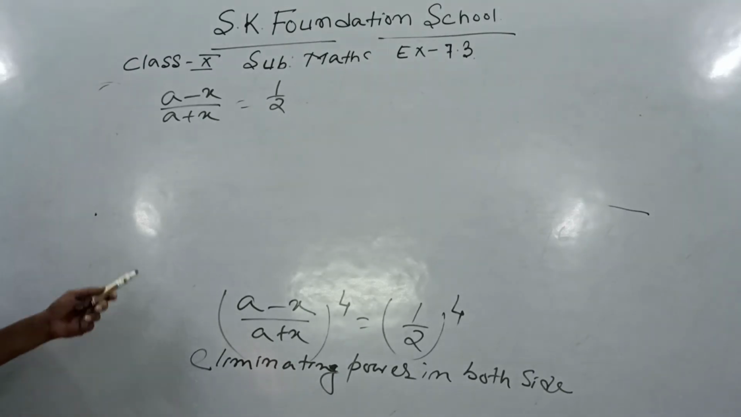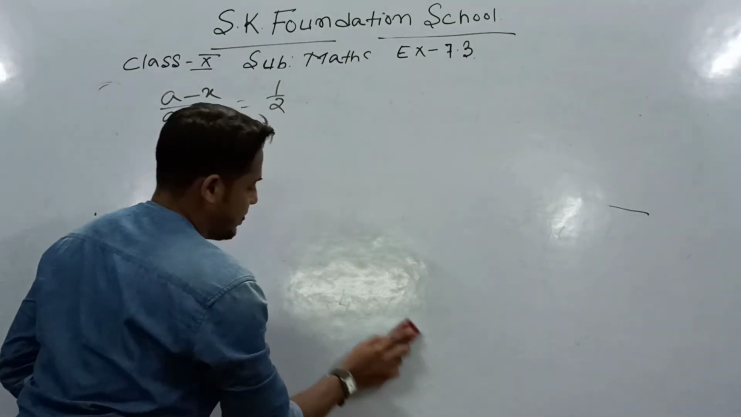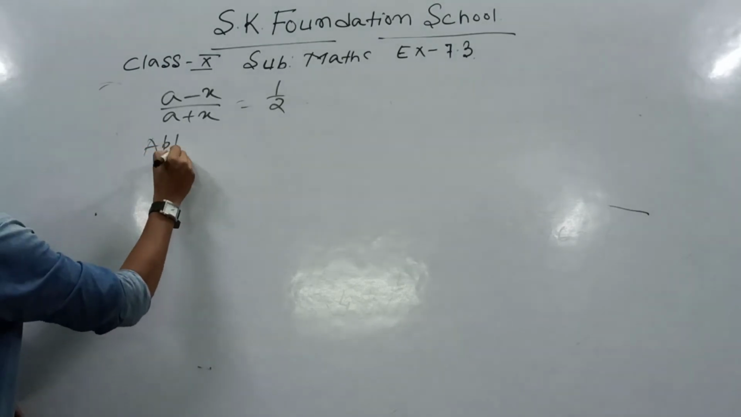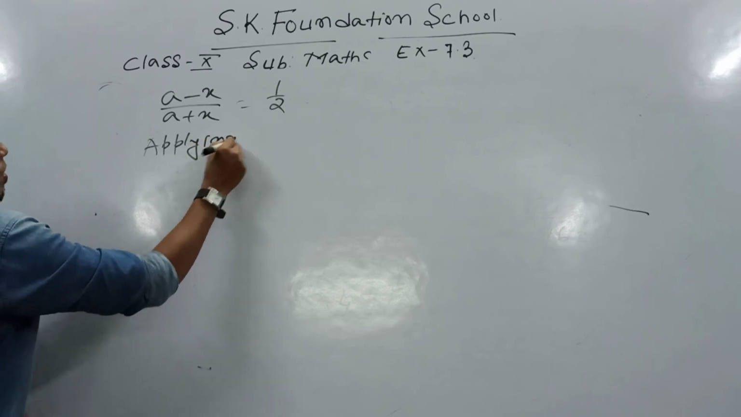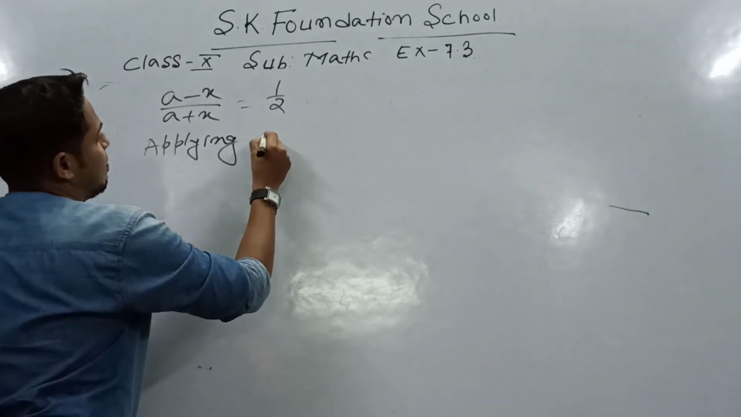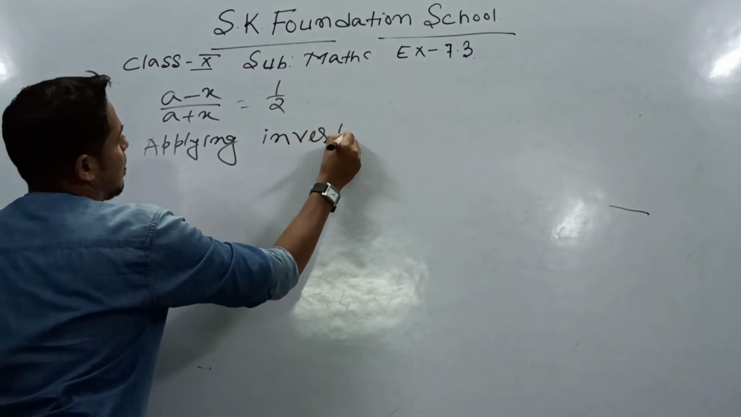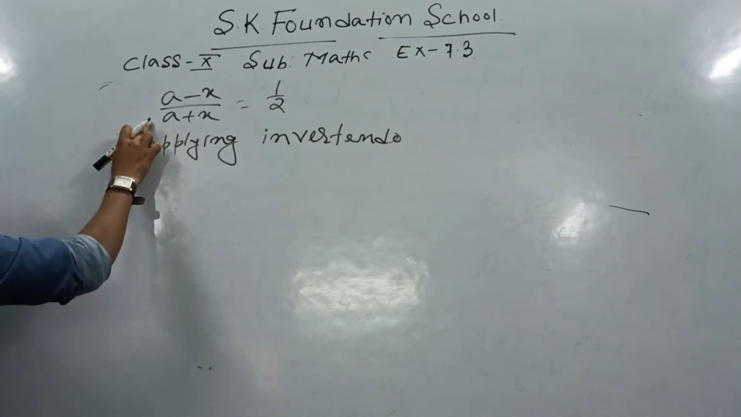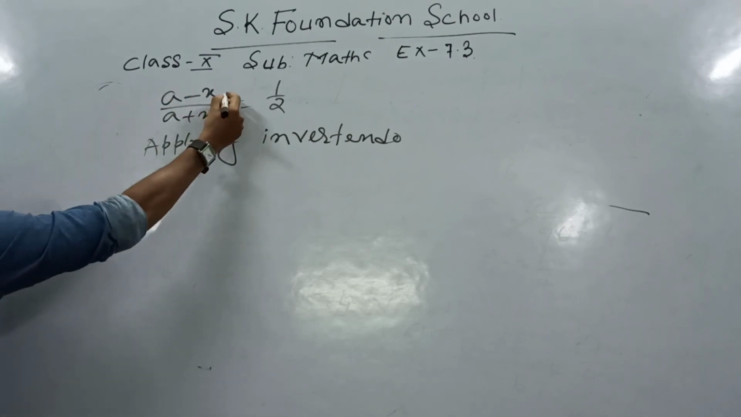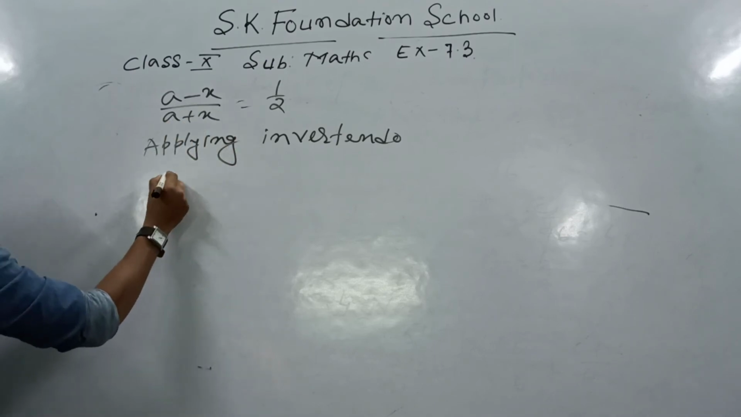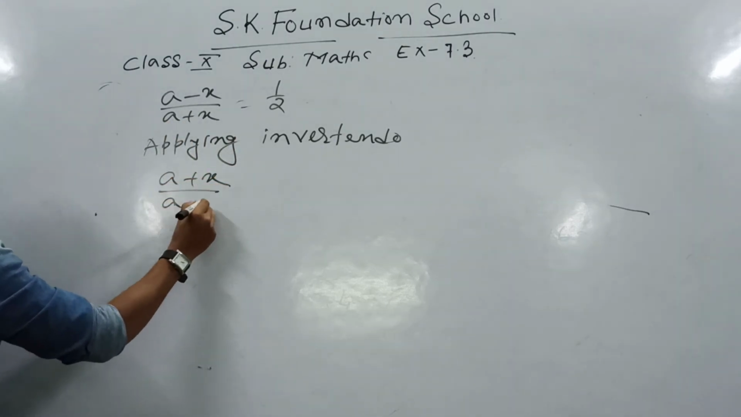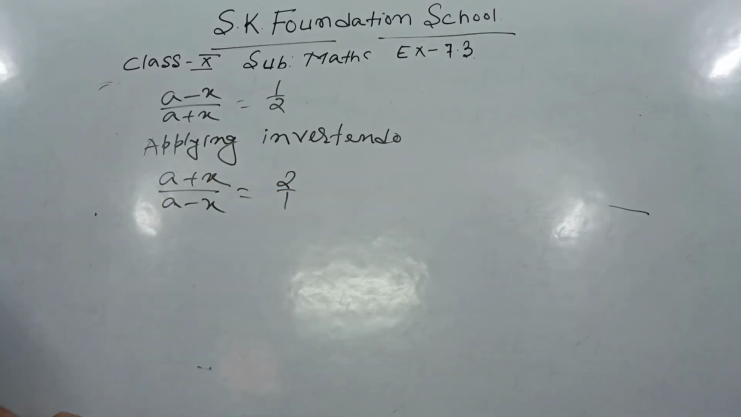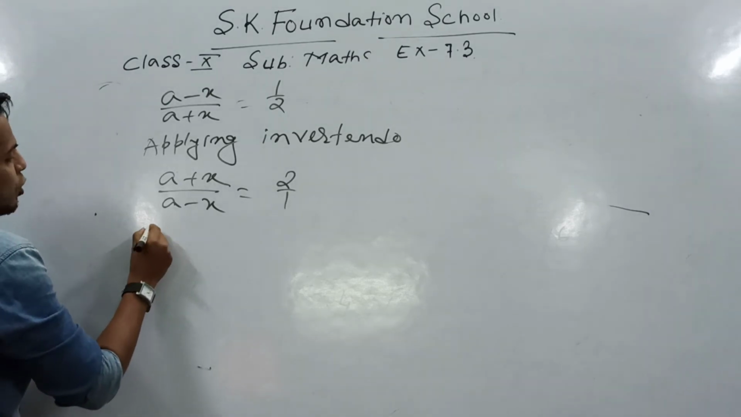Now here we are going to apply one property, applying inverted. If we apply inverted, then this denominator part goes into the numerator, and this numerator part comes into the denominator. So a plus x by a minus x, and this one 2 by 1, right? Then here we are going to apply componendo and dividendo.